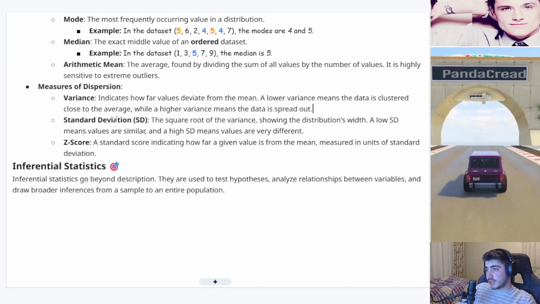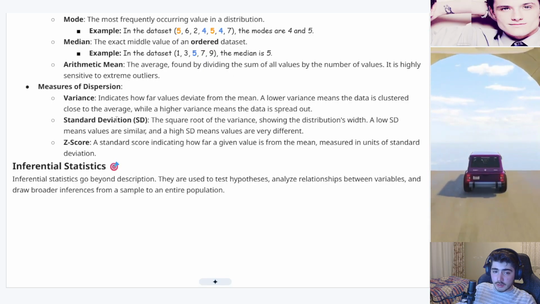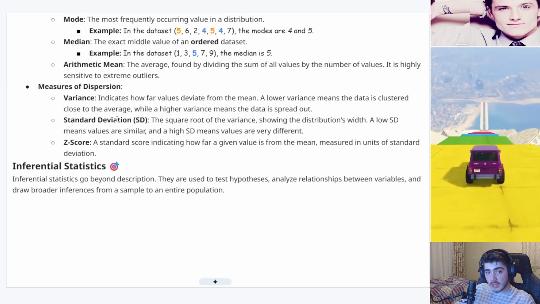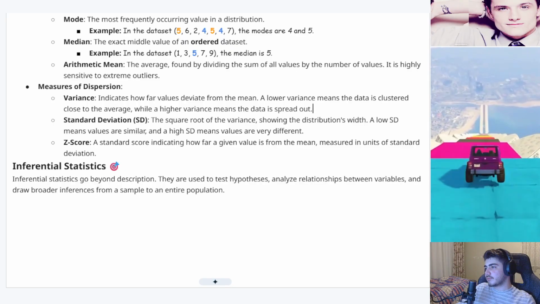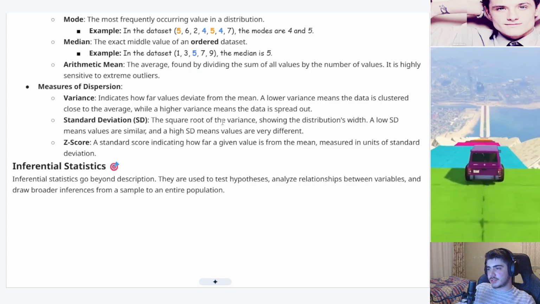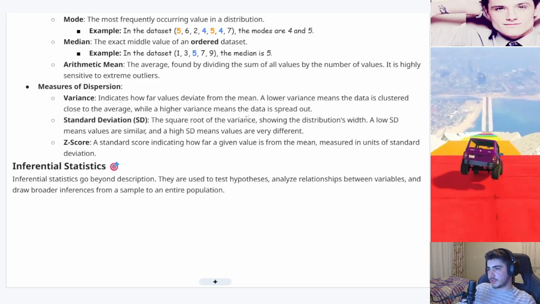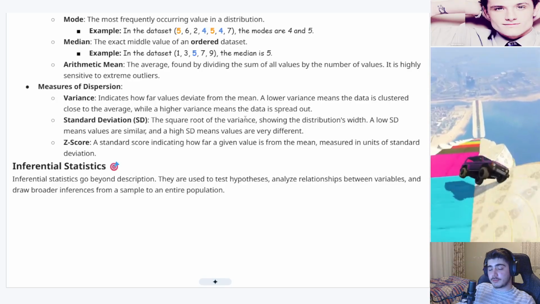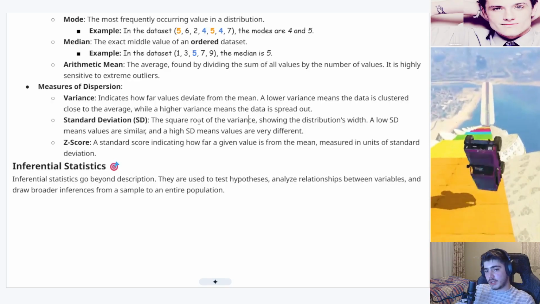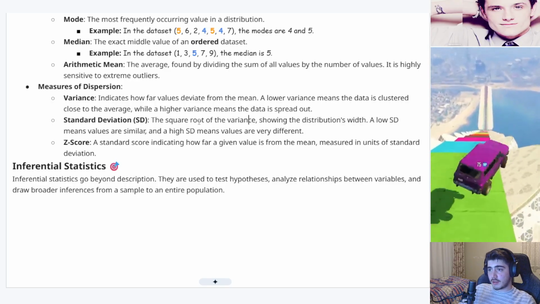A standard deviation is just the square root of the variance, and it's just a human readable way of expressing the variance. It's not really different from variance. It's just something we can interpret as humans, because variance might be something like 620, whereas the standard deviation being like, I don't know, 5.